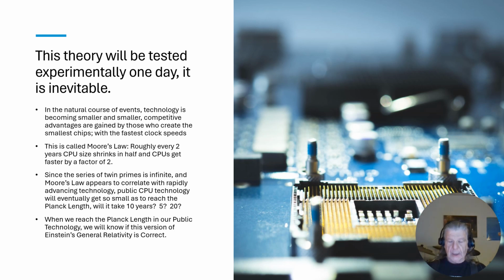because technology is getting smaller and smaller and faster every year. It's called Moore's Law. Roughly every 2 years, CPU size shrinks in half, and CPUs get faster by a factor of 2. Since the series of twin primes is infinite, and Moore's Law appears to correlate with rapidly advancing technology, public CPU technology will eventually get so small as to reach the Planck length. Will it take 10 years, 5 years, 20?